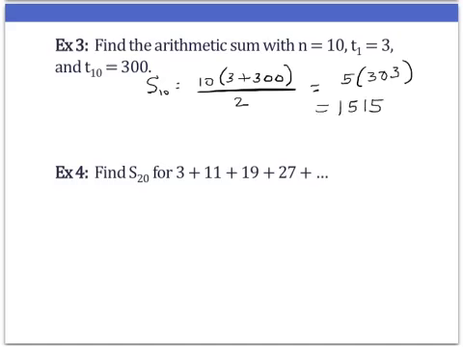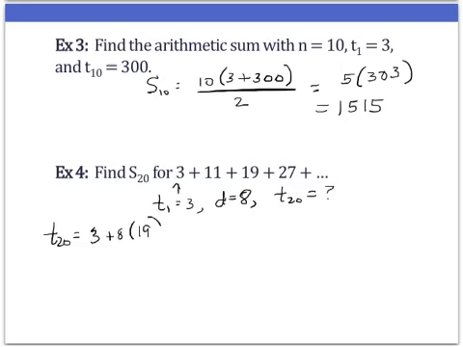Alright, so here's my first term. My difference is 8, and I need to know my difference because I don't know my 20th term. So I need the difference to find the 20th term. So remember, the 20th term is the first term, plus the difference, times n minus 1, and that's 19. And we get this all plugged in, you get 155.